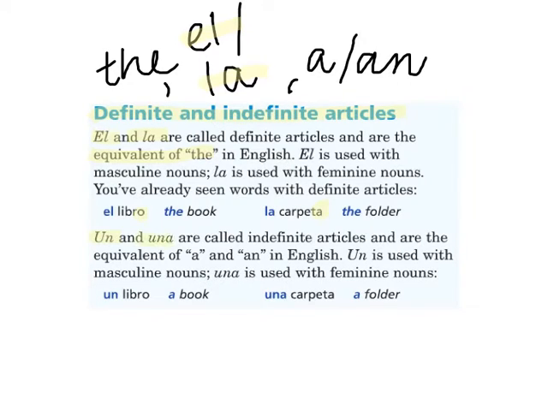Un and una are called indefinite articles, and they're the equivalent of a or an in English. So when you want to talk about something that's not particular in Spanish, you'll use un or una, just like you would use a or an in English. Un is used with masculine nouns, and una is used with feminine nouns, just like we talked about above. Remember that the a on the end of una can kind of give you a hint that it's supposed to be with feminine nouns, which will usually end in a as well.